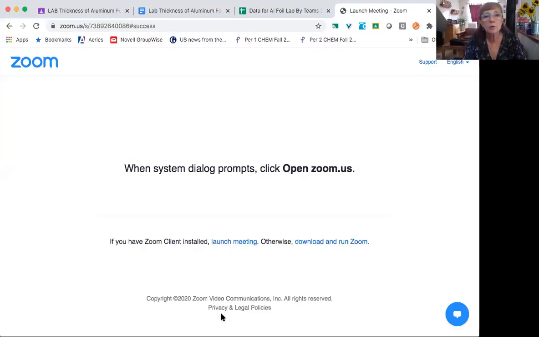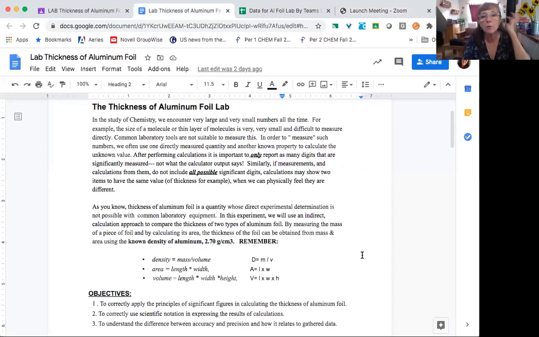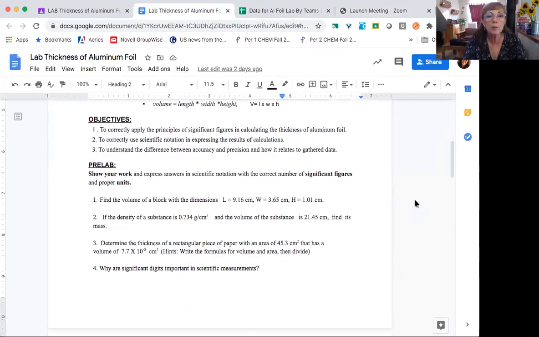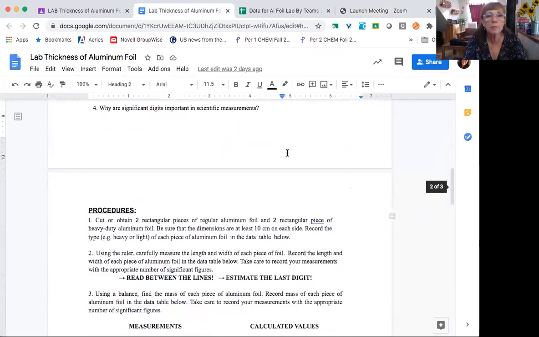Make sure you have your calculator, the lab document, and the data all available to you. And again, yesterday we went through the pre-lab questions. Those are due on Monday. They need to be filled in on here.